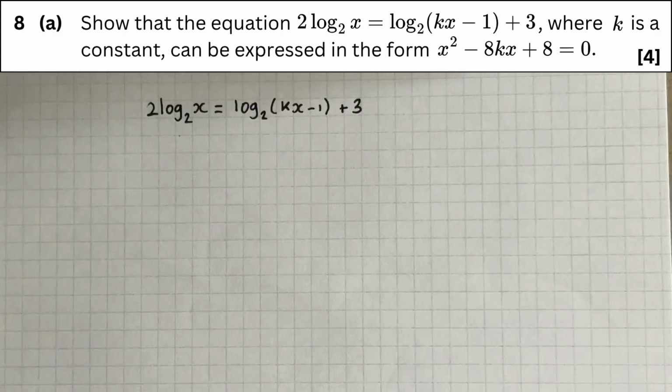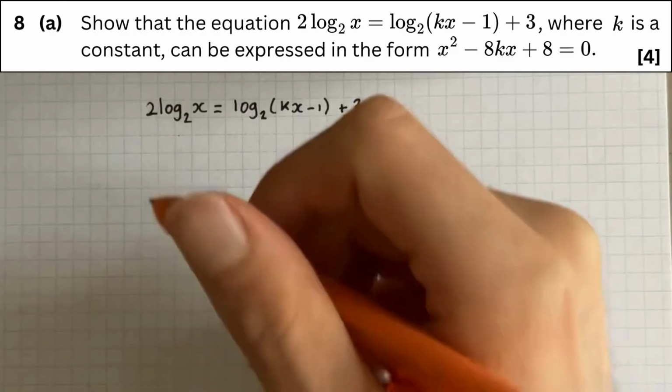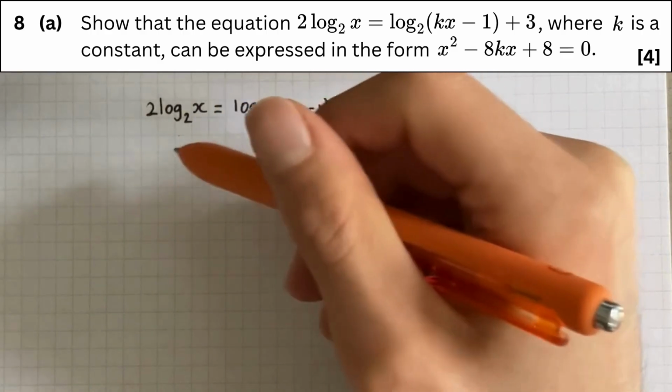I'm going to show you 3 different methods to answer this log question. We're looking to rearrange this equation into the given form of a quadratic. The first method is going to be trying to get a single logarithm on the left and a single logarithm on the right. The way we can do that is we can first of all rearrange this left hand side.